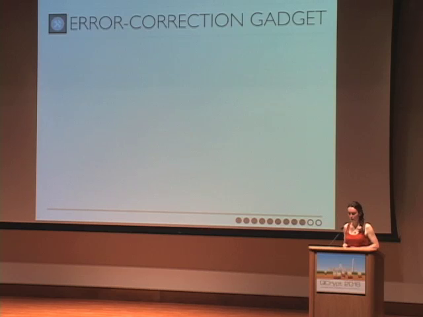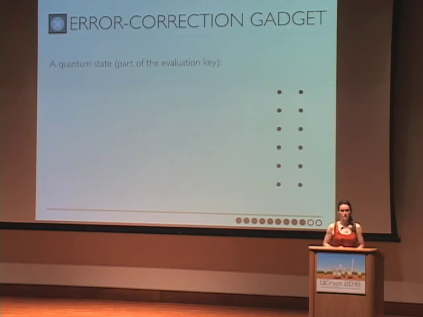Just in the final minutes, let me give a very brief overview of how we do this. We design error correction gadgets. We use one gadget for every T-gate. These gadgets, roughly, look like this. They're going to be a quantum state. And we're going to give it to Google, the evaluator, as part of the evaluation key, which, if you remember, was now allowed to be a quantum state.